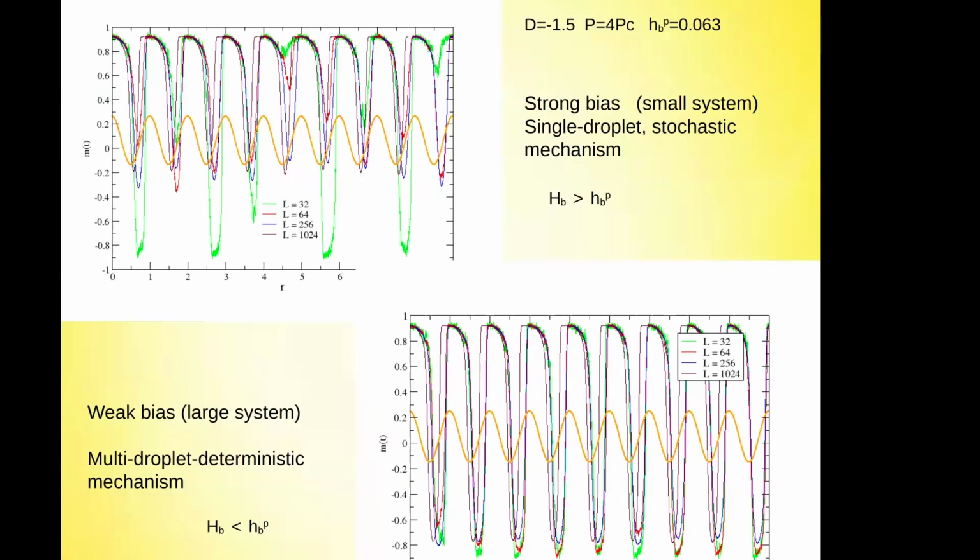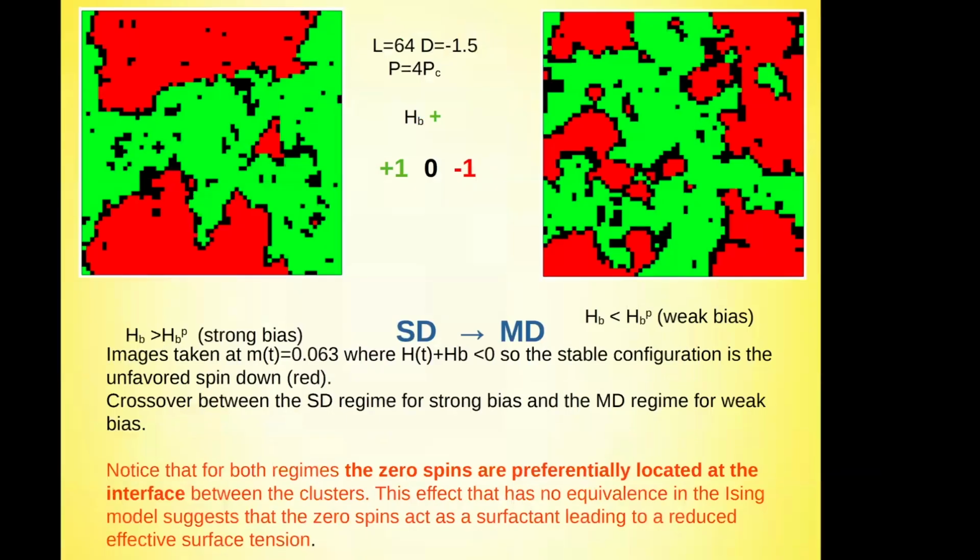Notice that for all the sizes, including the small one, the behavior is much more deterministic. The spins, in most cases, will follow the field, and this is typical of multi-droplet, while the strong bias is typical of single droplet. So we see that again, the side bands are due to this change in the switching mechanism.